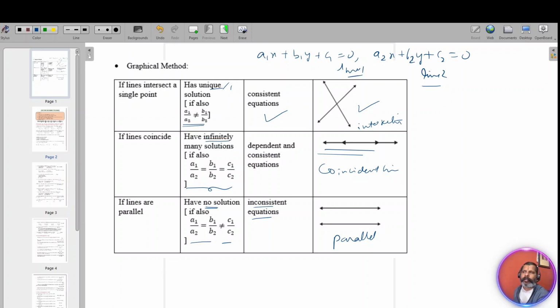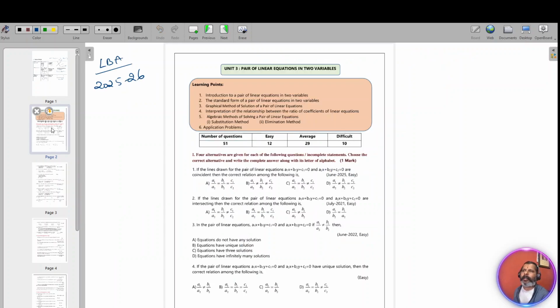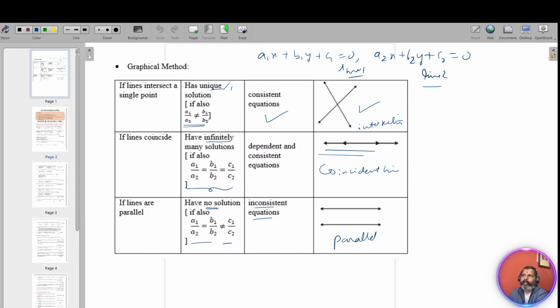This is very much important. Okay, we'll move to the LBA. If the two standard lines drawn want to be coincident, when will they be coincident? We just saw: if all the ratios are equal, then they are coincident. If they want to be intersecting, the first two ratios should not be equal. If you want to recap, just check here. Intersecting means the first two ratios should not be equal.